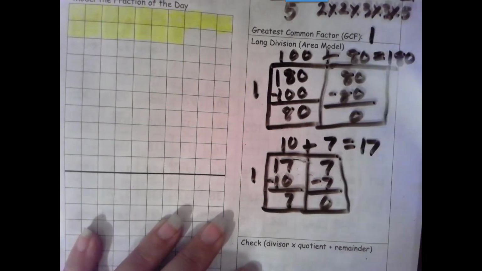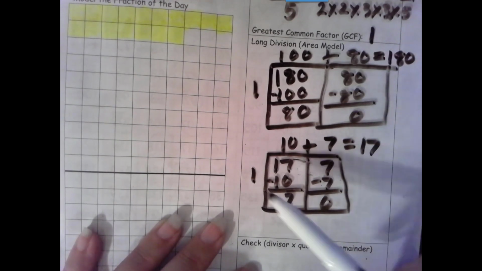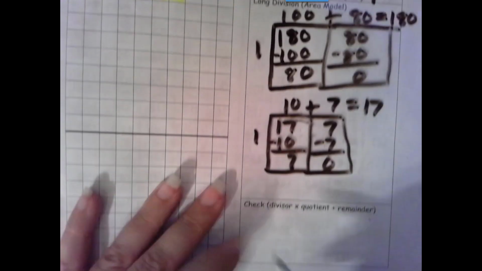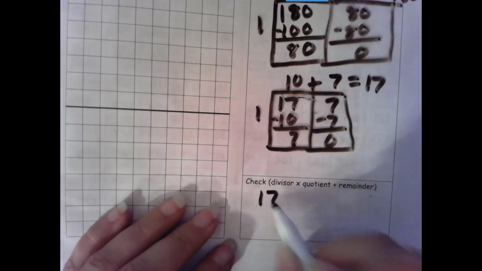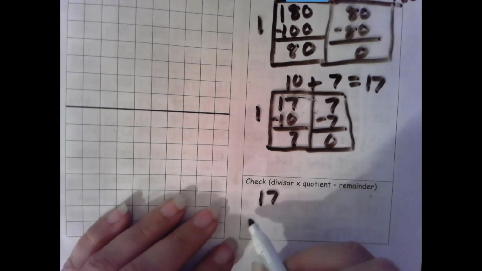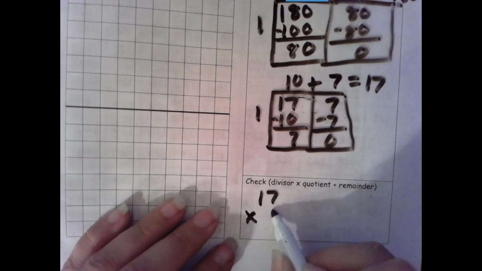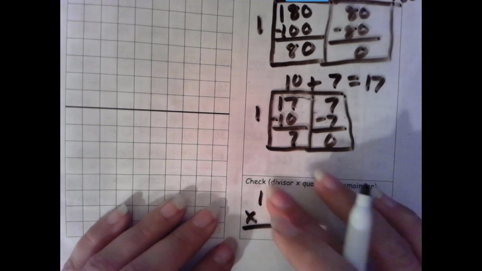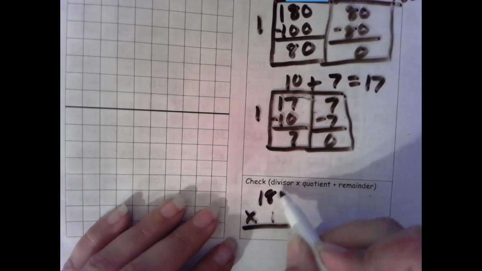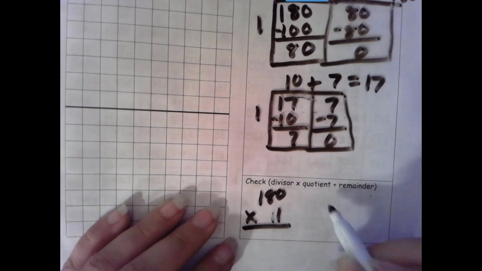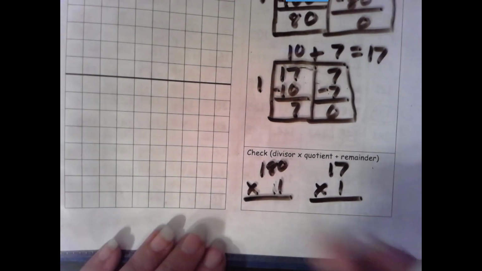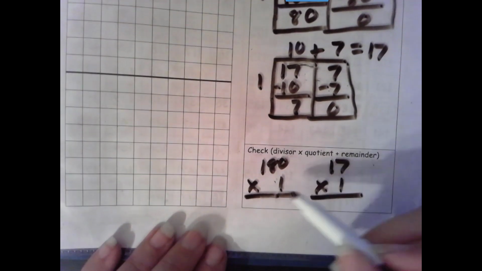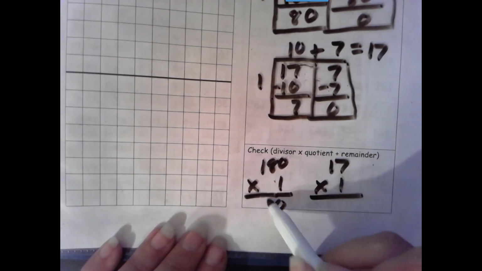Still going to check. Divisor times quotient plus remainder. But I don't need to add the remainder on either one because on both of them, my remainder is 0. And the identity property of addition says when you add 0, it stays the same. And what I end up with here is the identity property of multiplication that says when you multiply by 1, it stays the same. 1 times 0 is 0. 1 times 8 is 8.